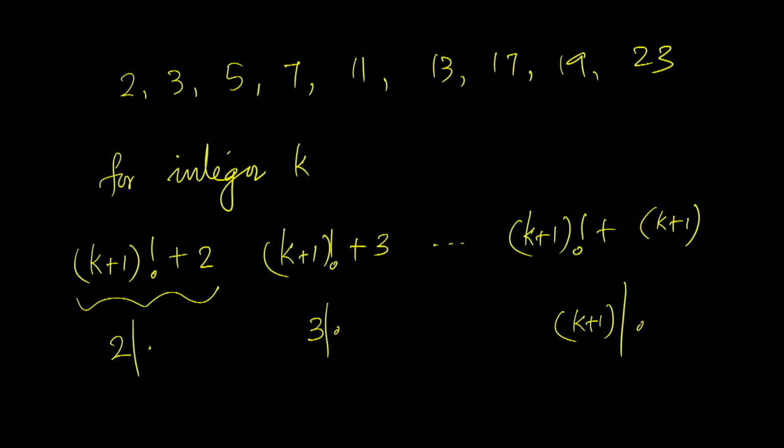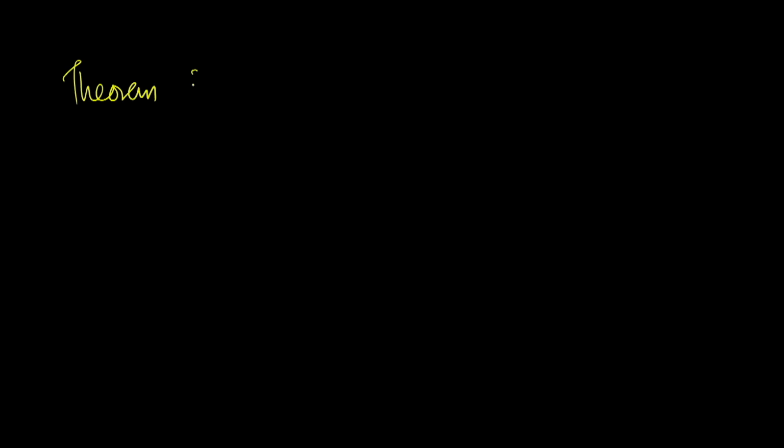So, in particular, if you consider (k+1)! + j, we find that j divides (k+1)! + j for j ranging from 2 to k+1. So, these are k consecutive numbers, all of which are composite. So, using this technique we can find arbitrarily large gaps in the series of primes. I will not prove the next theorem. This is called the prime number theorem.